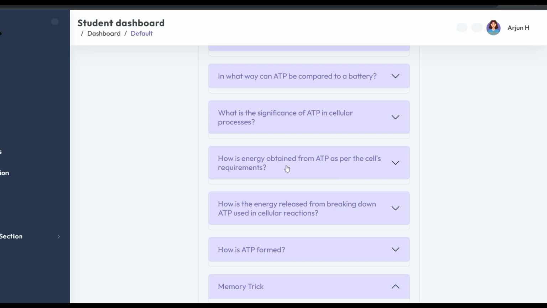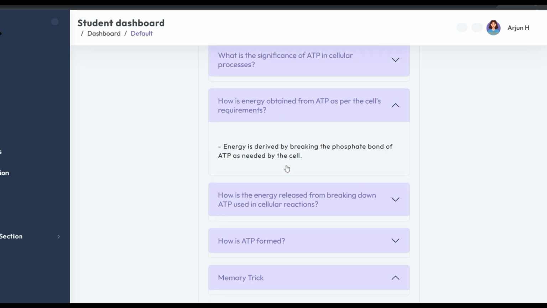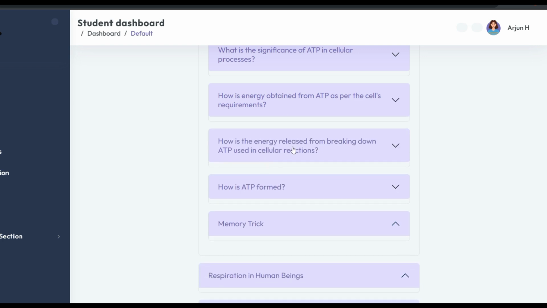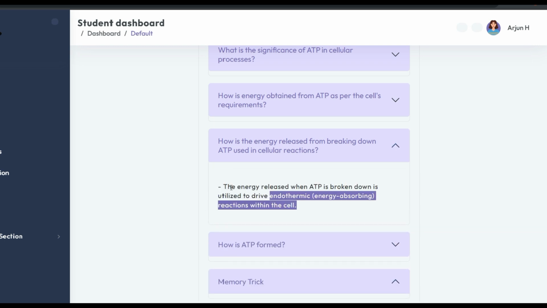How is energy obtained from ATP as per the cell's requirement? Energy is derived by breaking the phosphate bond of ATP as needed by the cell. How is energy released from breaking down ATP used in cellular respiration? The energy released when ATP is broken down is utilized to drive endothermic reactions.